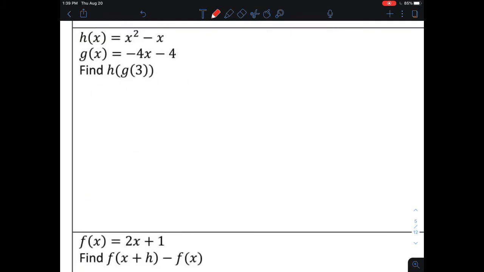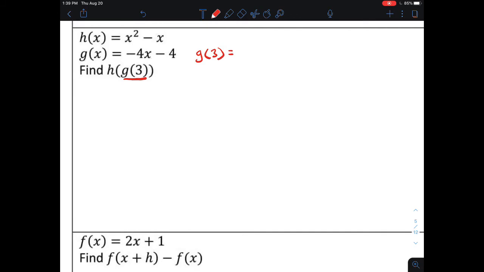All right, here in this example, we're looking at the composition of two different functions. So the composition of two different functions basically means that you have a function that lies within another function. And the way you approach this problem is you start with the very inside. So I want to find what g of 3 is first.